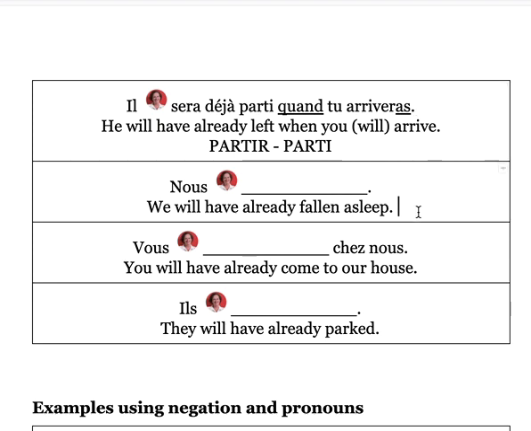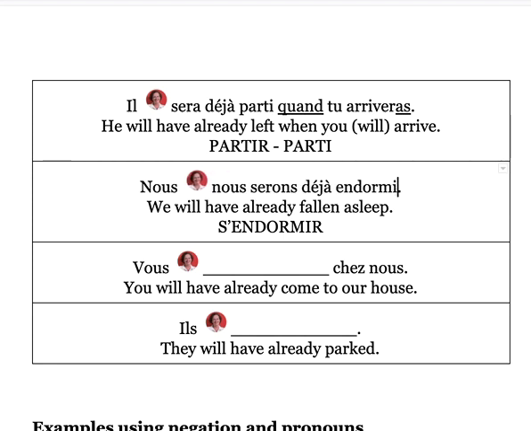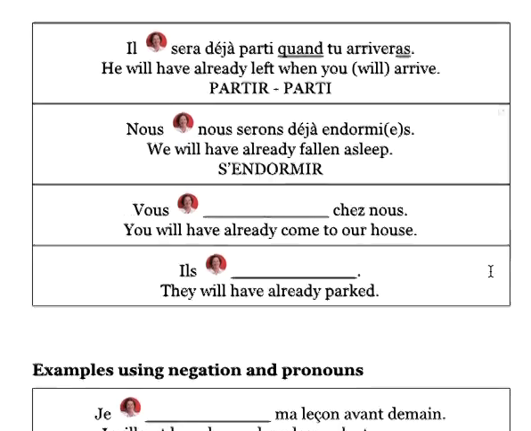Nous, we will have already fallen asleep. Again, we have a reflexive verb, s'endormir. Donc, we can't forget our pronoun, reflexive pronoun. Donc, nous nous serons déjà, don't forget déjà, endormis. See? Did you remember your S?